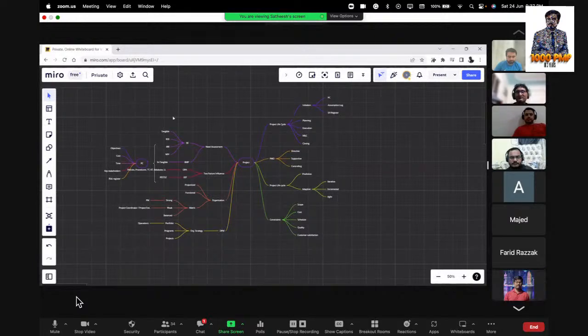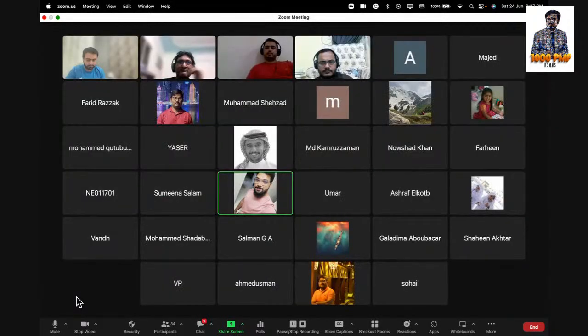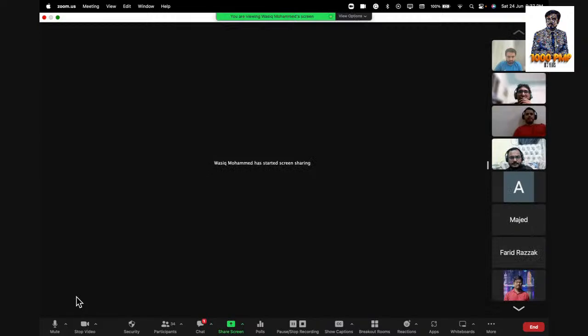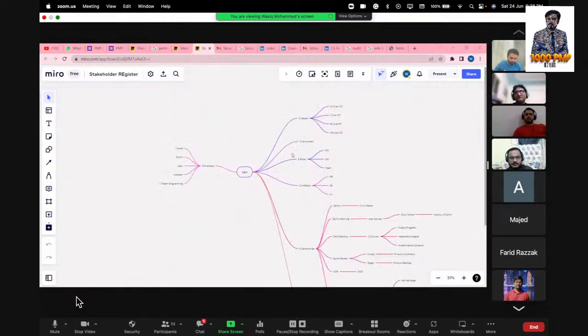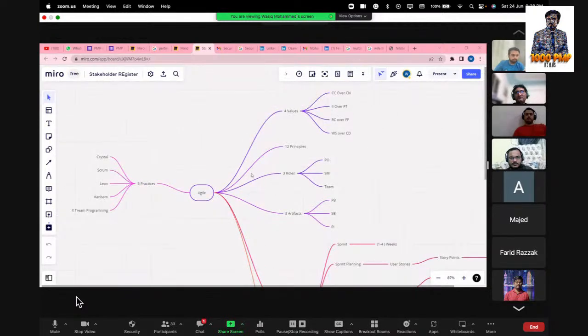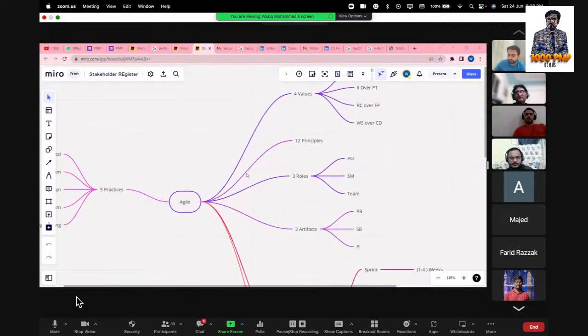Yeah, I will start with agile. I'm sharing my screen. Yeah, I started with agile. First one is 1 minute. Yeah, in agile, first one is Scrum. The types of these techniques.